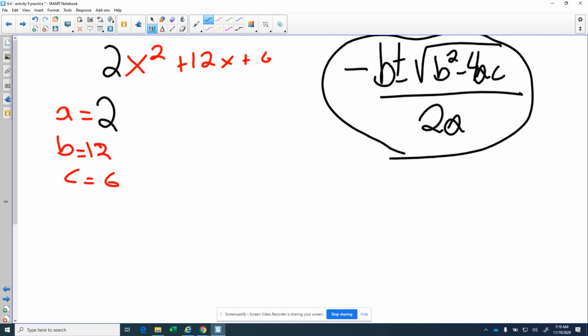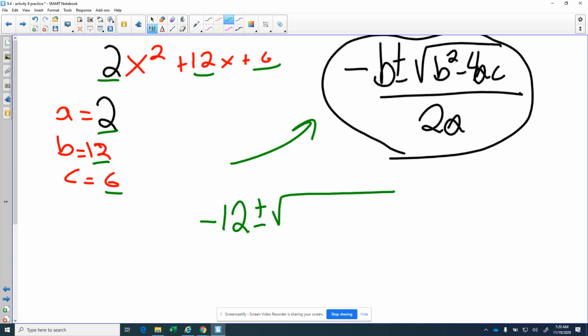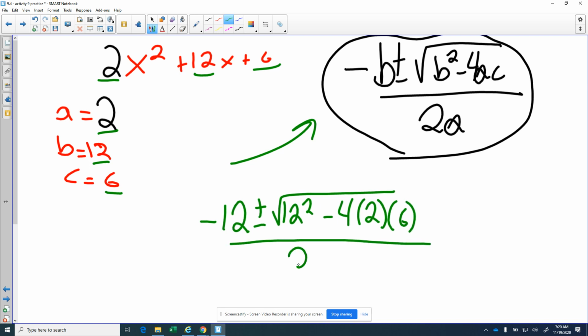Okay, so what we're going to do here is actually use the quadratic formula, and it's pretty straightforward. All it really is is taking our 3 values, which are a, b, and c, directly from the values in our equation, and plugging them right into the formula itself. So this comes out to be negative 12 plus or minus the square root of 12 squared minus 4 times a, which is 2, times c, which is 6, all over 2 times 2.